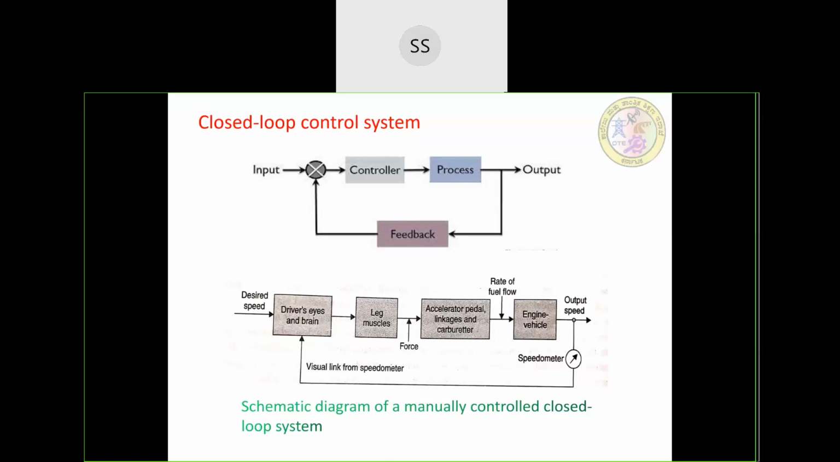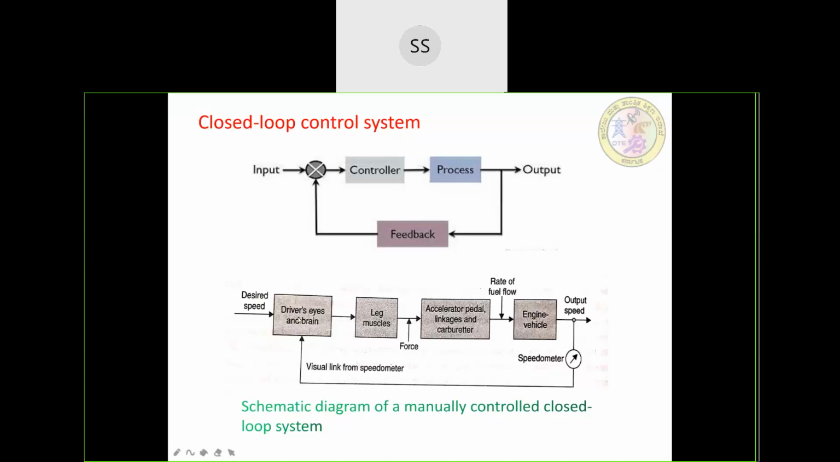With that desired speed, some force is applied on the accelerator pedal, and because of that, the vehicle starts moving with a definite speed. That reached speed can be imagined as the output speed. Assume that your desired speed was 60, but the reached output speed is around 40 kilometers per hour. Now that information is given to the driver through the speedometer, or you can say there is a visual link from the speedometer, which is observed by the driver.